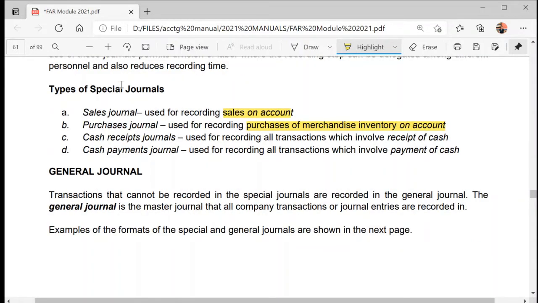If it is not special, it goes to the general journal. The transactions that cannot be recorded in the special journals are recorded in the general journal. If it does not qualify for any of the 4 special journals, then we put it in the general journal. The general journal is the master journal in which all company transactions or journal entries are recorded.